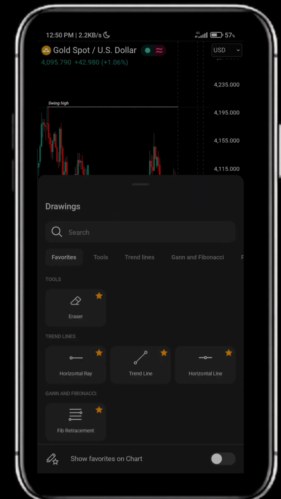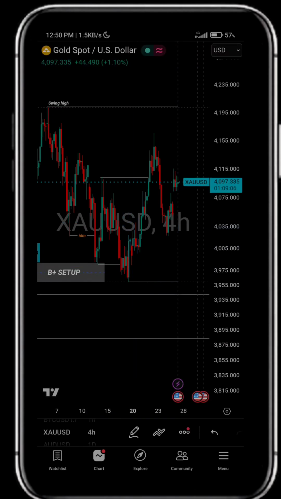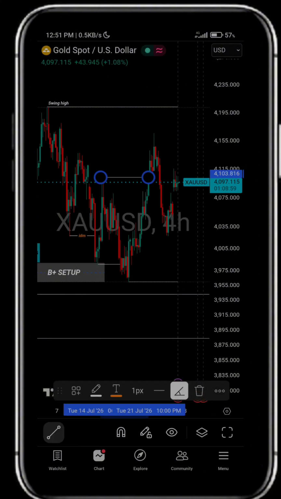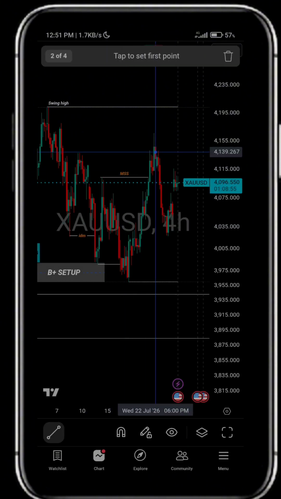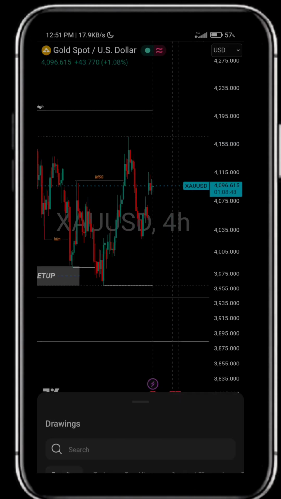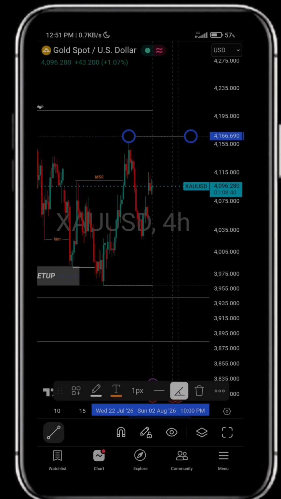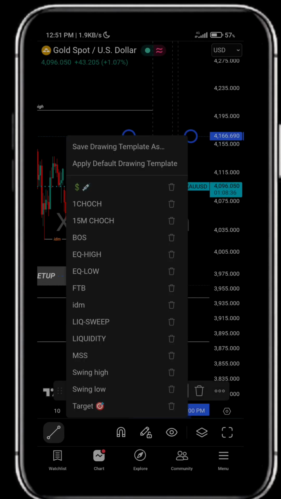giving us a swing low here, and here, and here. I'm going to put that MSS swing low. We have our swing high here, so that is going to be my target, or the drawn liquidity.